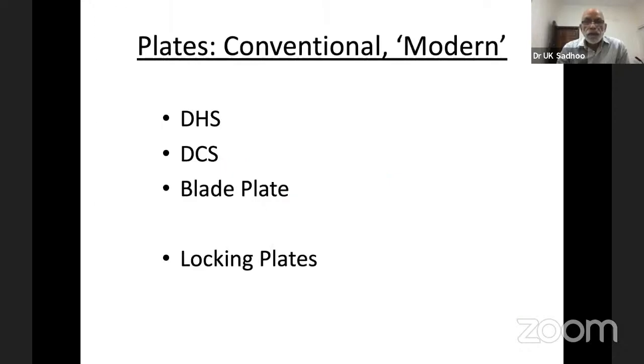So what kind of plates? You have conventional and you have so-called modern plates. So in the conventional, you have the option of dynamic hip screw and the 95-degree screw. The third is the blade plate, 95 degrees. The so-called modern version is the locking plate of the proximal femur.